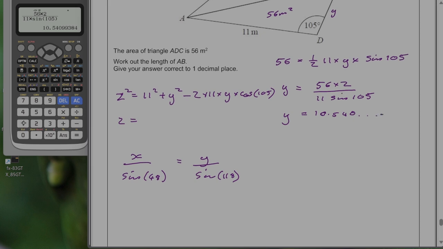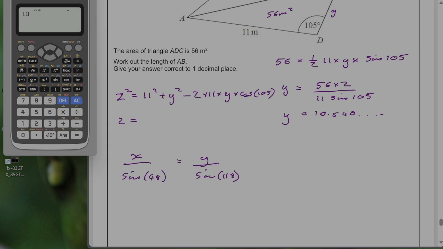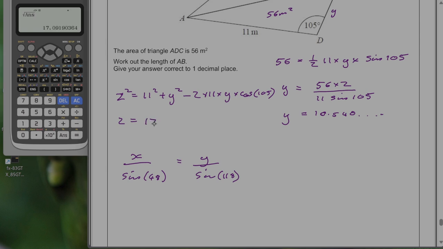Right, so then z is 11 squared plus my last answer squared minus 2 times 11 times my last answer times cos of 105. That gives me my value for z squared. So the square root of that then is going to give us 17.091 dot dot dot.